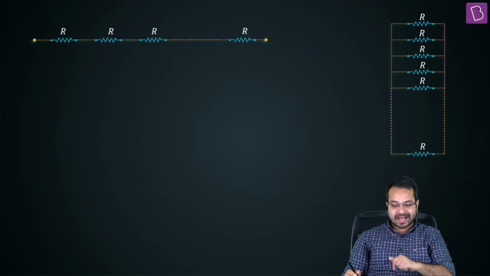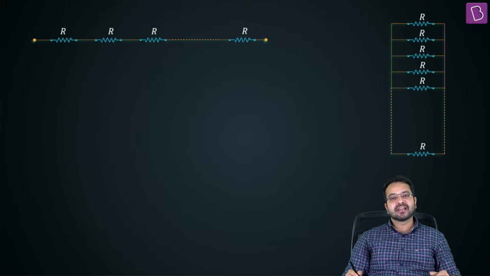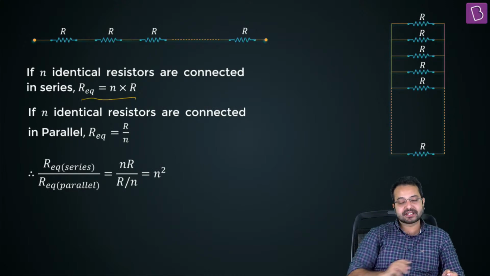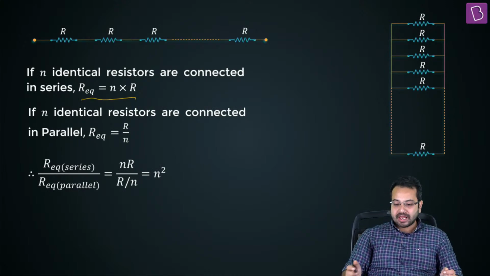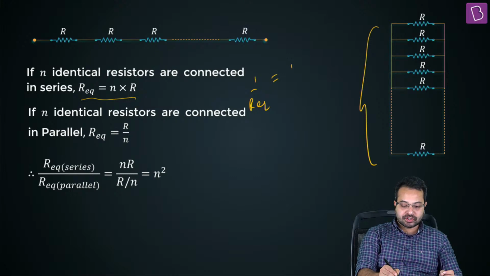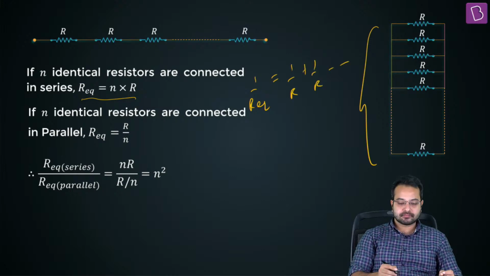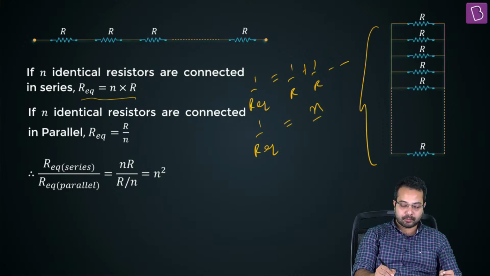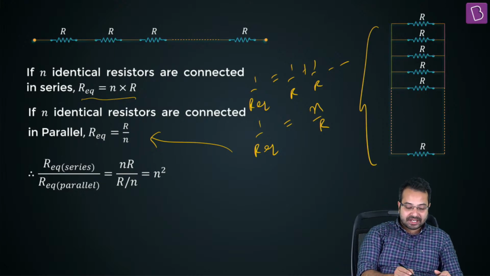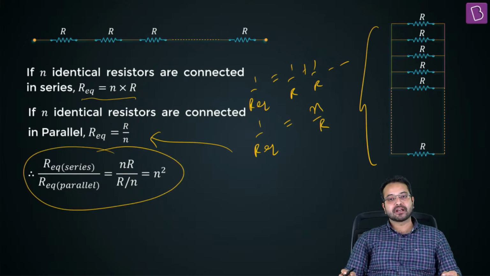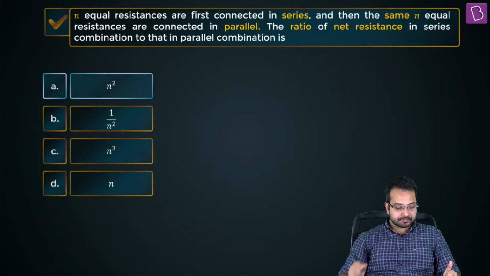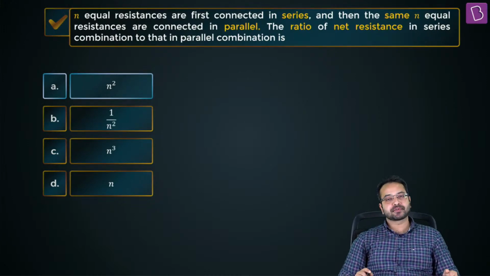Now what do we have here? We have n resistors in series. In series, what is going to happen? They are simply going to get added up. So the equivalent resistance for the series combination is going to be NR. And when we have this parallel combination, 1 upon R EQ is equal to 1 upon R plus 1 upon R and so on. So 1 upon R EQ will become N upon R. Hence R EQ is going to be R upon N. And if we take the ratio, then obviously we're going to get N square. So option A is going to be the correct option.